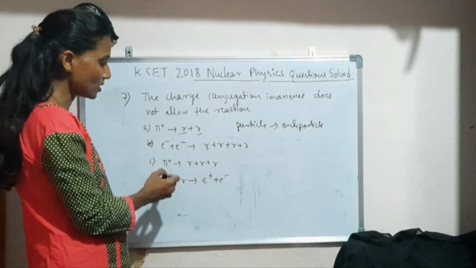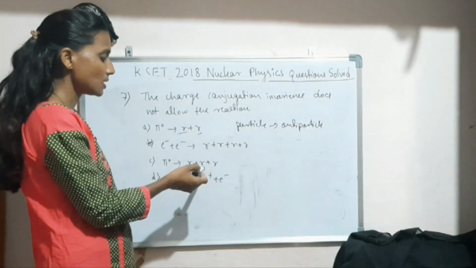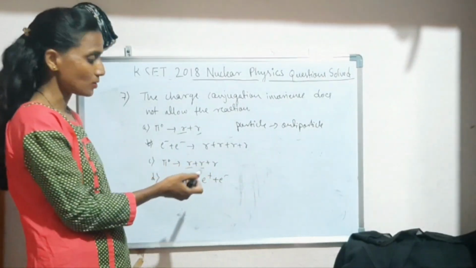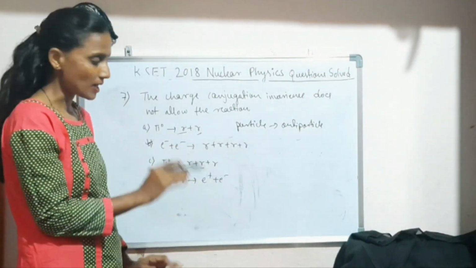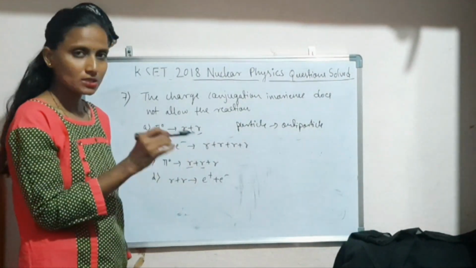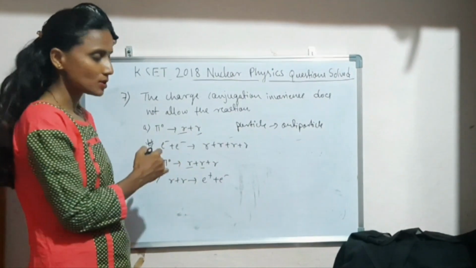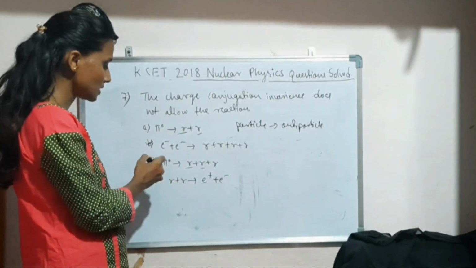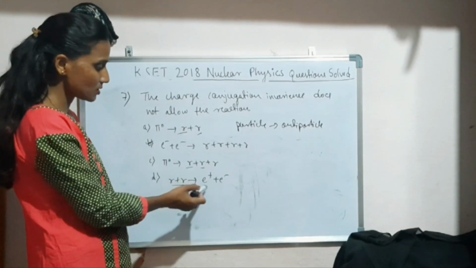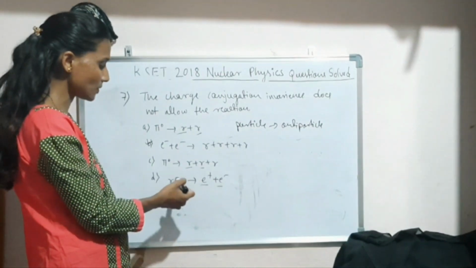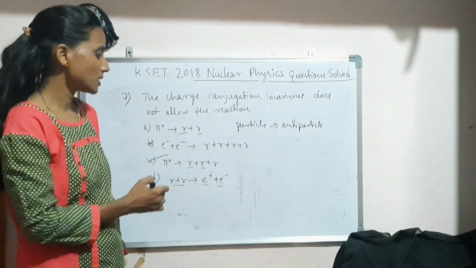Why not? If you take one must be positive charge, another must be negative, and one more must be positive, maybe negative. If we see this equation, that is not going to be balanced. So why not? That is neutral. If one is positive, negative, then that must be neutral. So option C is not valid. If we see option D, this is okay. D is valid. So option C does not allow the reaction.